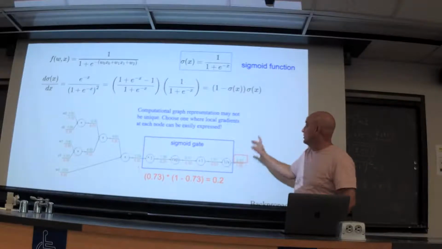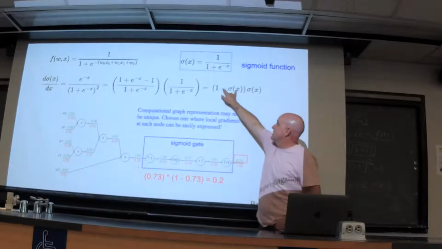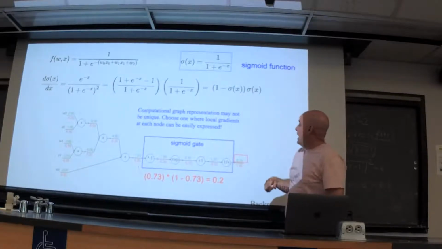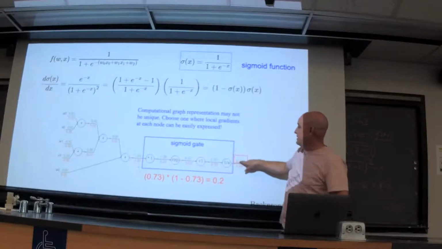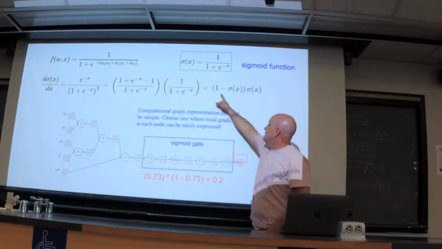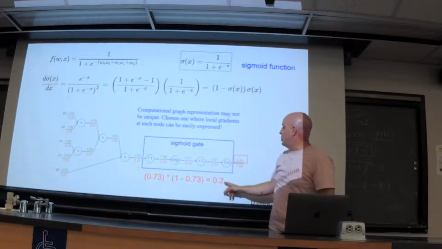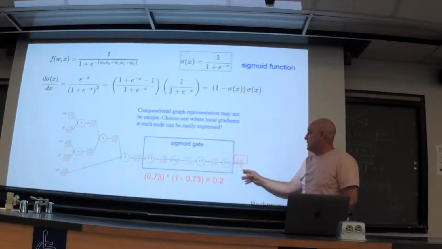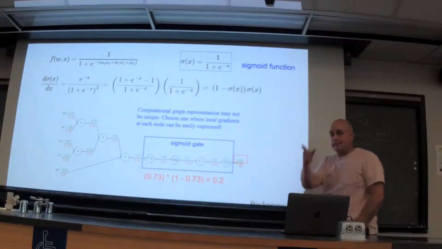the local gradient with respect to its input is this, and we know that the output is 0.73. That's just like what this is telling us here. So it's itself at the value, so that's 0.73, then times 1 minus itself, 0.73 here, and we get a value of 0.2. We multiply that with the downstream gradient, and that gives us our local gradient here.